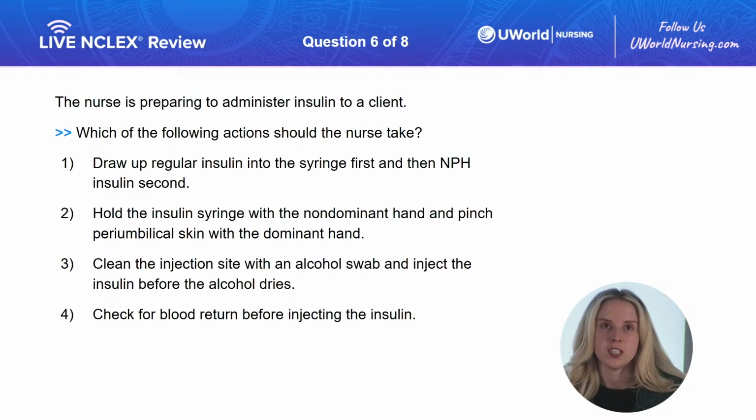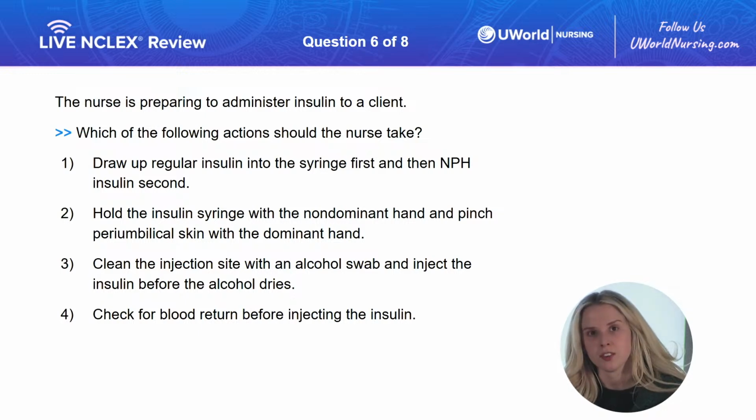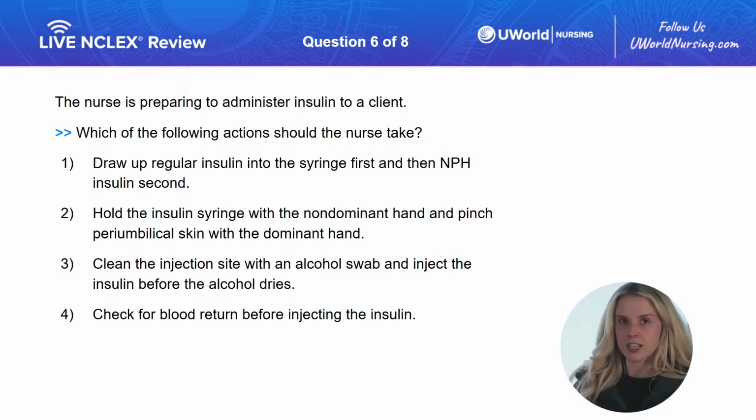Okie doke, question 6. So the nurse is preparing to administer insulin to a client. Which of the following actions should the nurse take? Option 1 is draw up regular insulin into the syringe first and then NPH insulin second. 2 is hold the insulin syringe with the non-dominant hand and pinch periumbilical skin with the dominant hand. 3 is clean the injection site with an alcohol swab and inject the insulin before the alcohol dries. And 4, check for blood return before injecting the insulin.